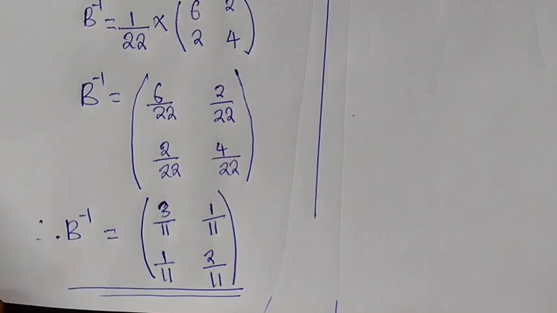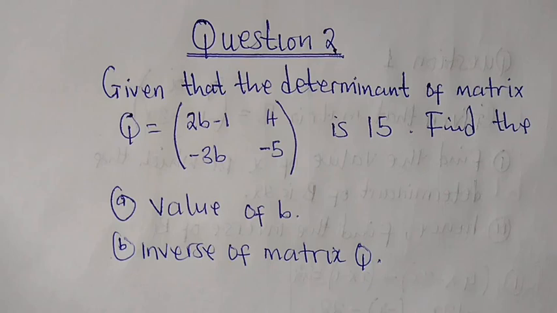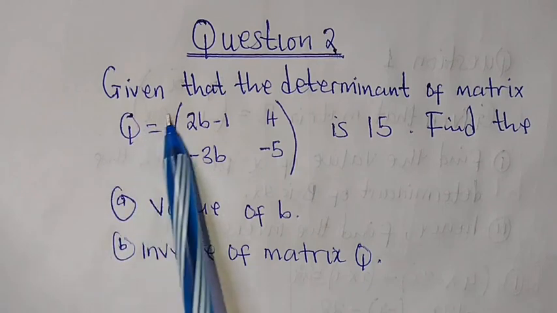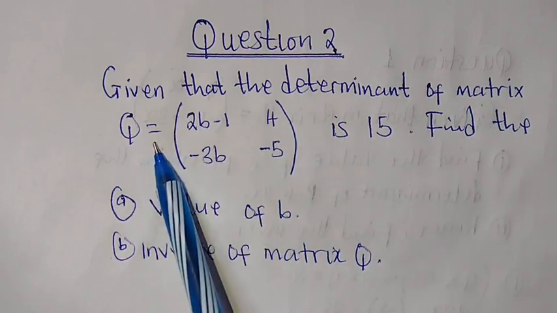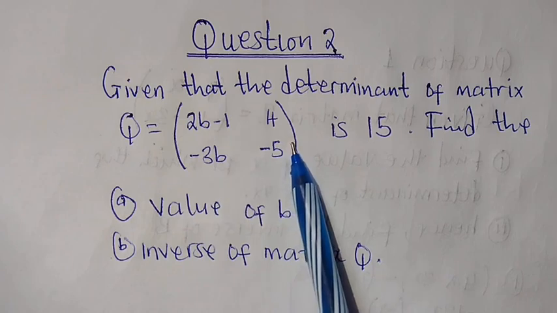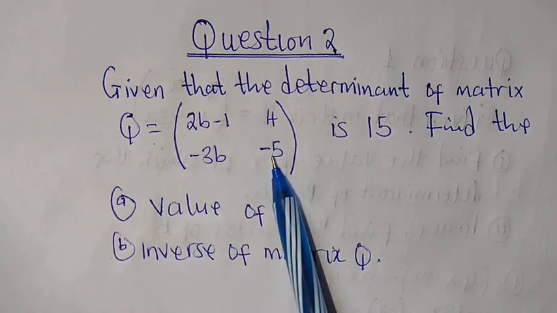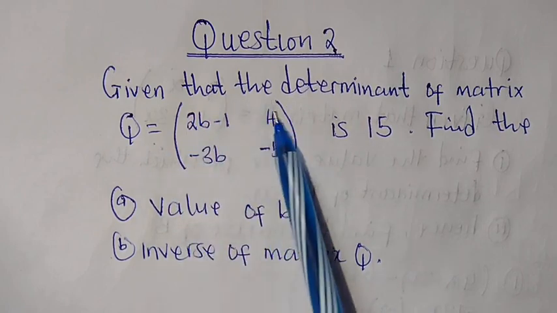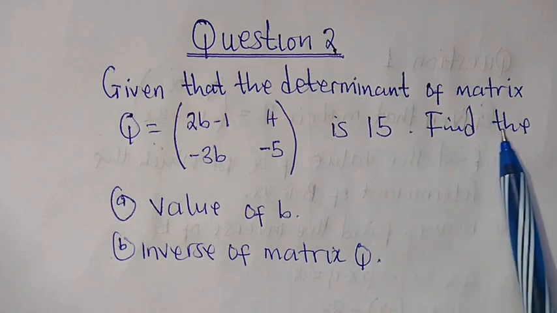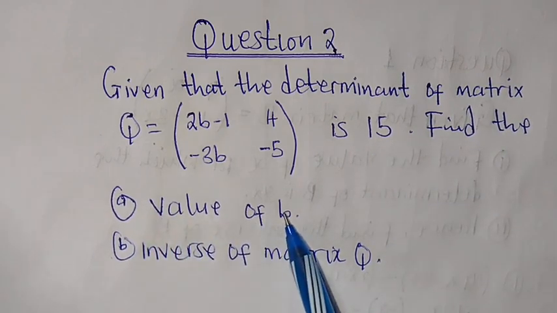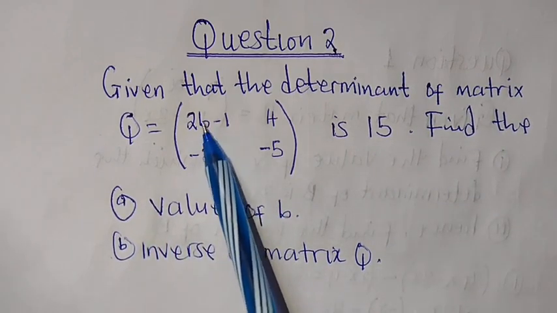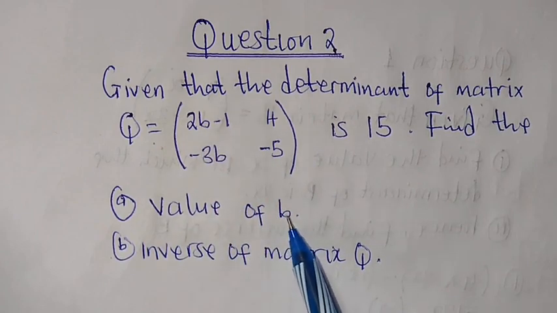Let us now look at our second question. We now come to question 2. Question 2 reads: given that the determinant of matrix Q, which has the elements 2b minus 1, 4, negative 3b, negative 5, is 15, find the value of b. We can see we have this variable b, and we need to find its value.